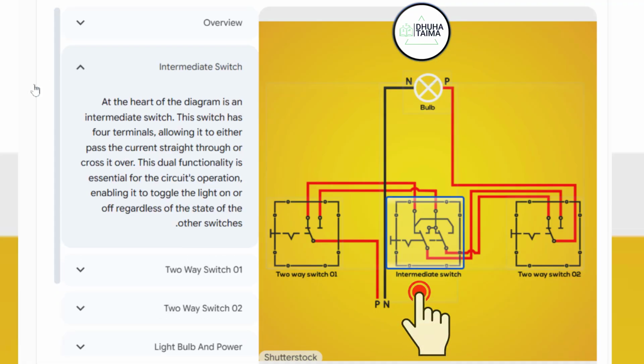Intermediate switch. At the heart of the diagram is an intermediate switch. This switch has 4 terminals, allowing it to either pass the current straight through or cross it over. This dual functionality is essential for the circuit's operation, enabling it to toggle the light on or off, regardless of the state of the other switches.